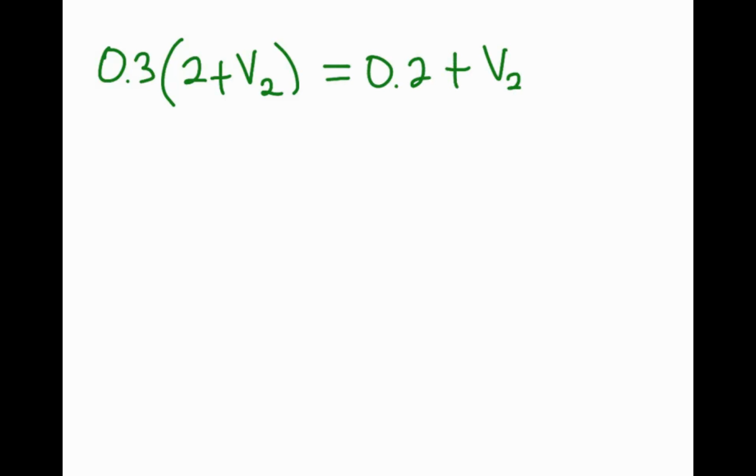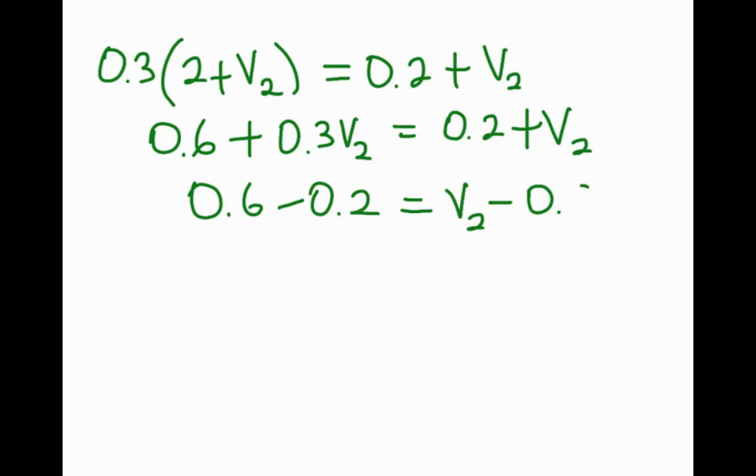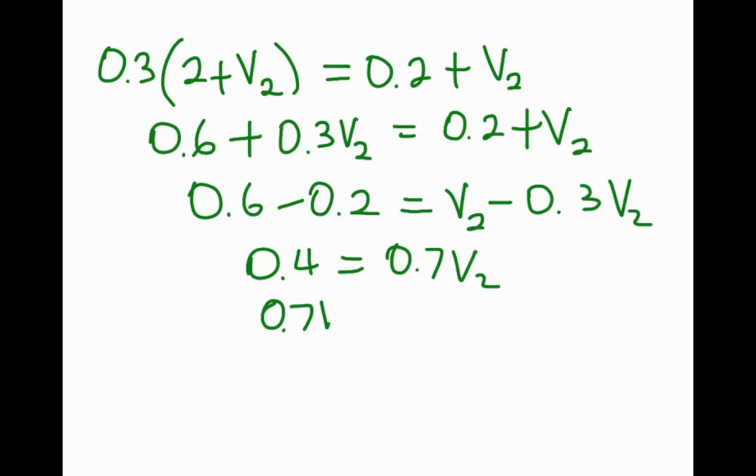So we have that 0.3 parenthesis 2 plus the second volume is equal to 0.2 plus V2. So when we distribute, 0.6 plus 0.3 V2 equals 0.2 plus V2. So 0.6 minus 0.2 will give us V2 minus 0.3 V2. 0.4 will give us 0.7 V2. We rearrange it. 0.7 V2 is equal to 0.4.